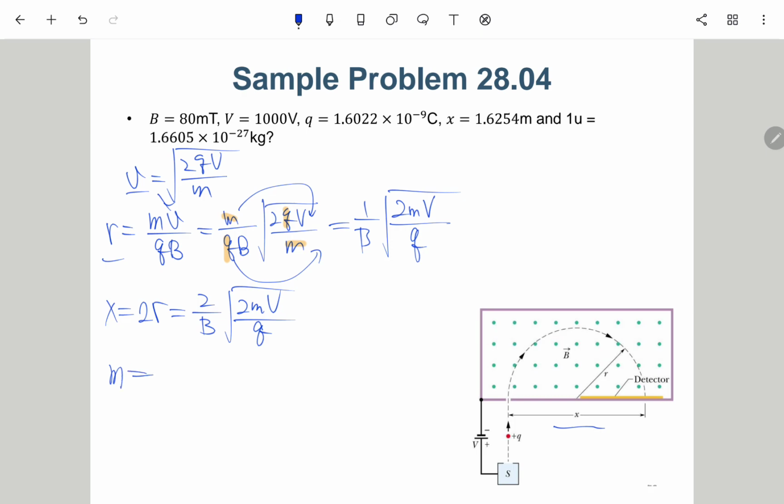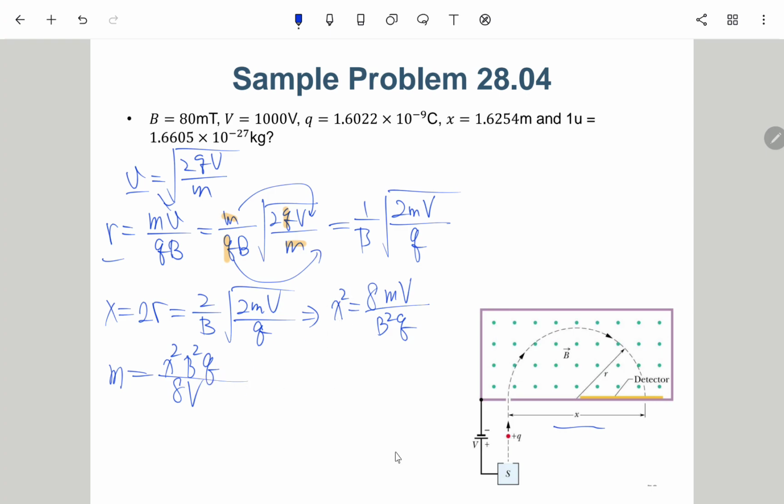Okay, so actually it is something like m equals B squared Q x squared over 8V. So you can just square both sides first. x squared equals 8 mV over B squared Q, something like this. Okay, and then we just keep m on one side, so we have 8V here, and then we have B squared Q on the right side, and then we also have x squared.